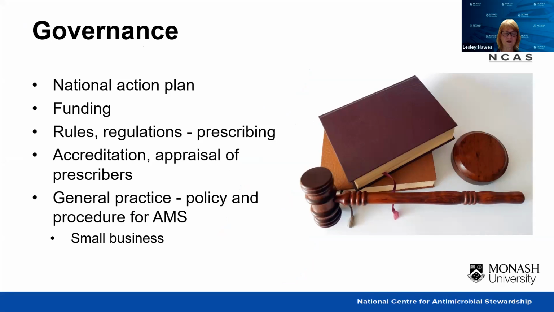governance, that included things like having a national action plan or strategy and funding for the introduction of activities. Now, the interview experts really felt we were lacking an action plan in Australia and someone to drive that process. The literature referred to rules and regulations affecting prescribing, and also accreditation and appraisal of prescribers.